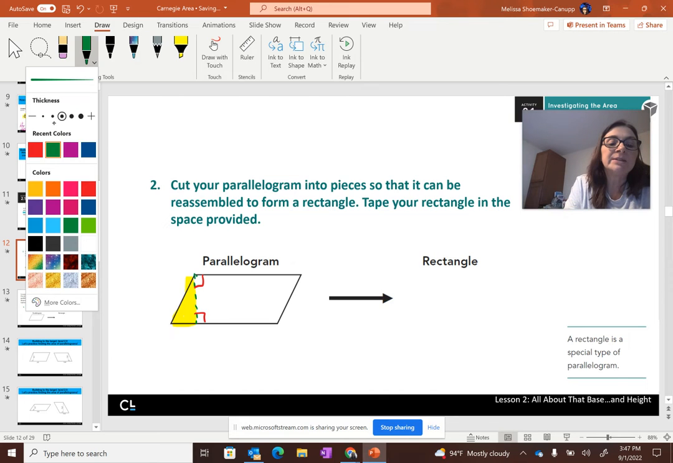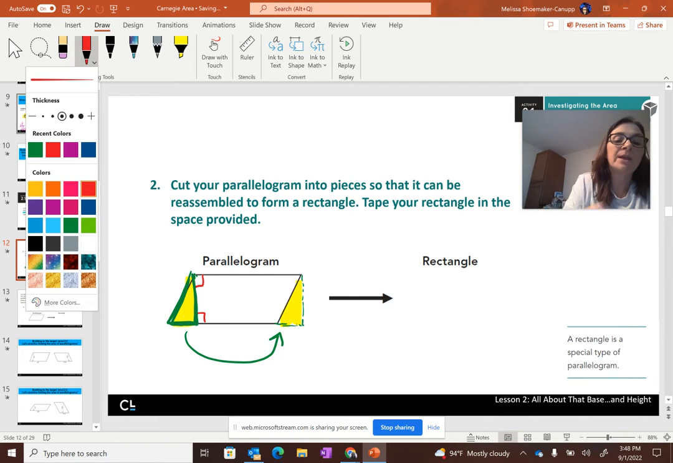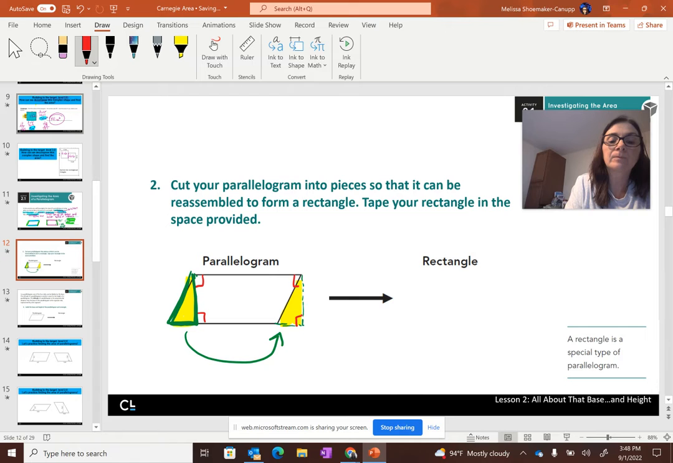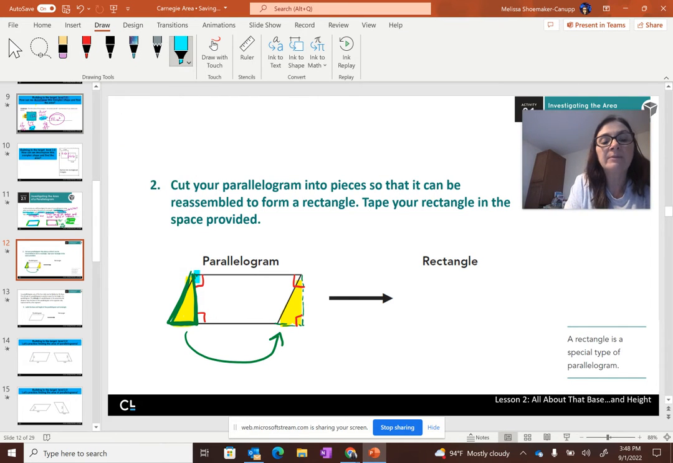What's interesting is if I take this yellow piece, now that I've cut it off, and I move it over here, it fills in this blank spot over here. It also forms 90-degree angles over here. So then what we see is after we've cut it off and moved it, we have actually created the rectangle that I'm highlighting in blue.